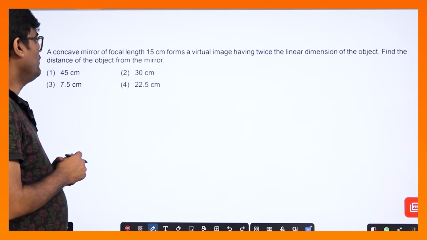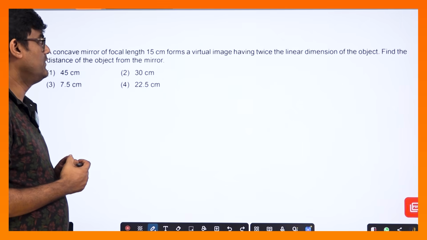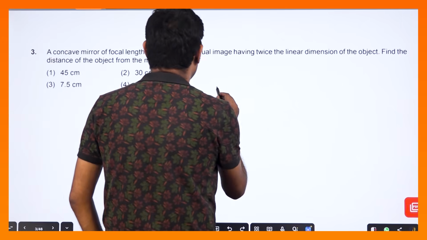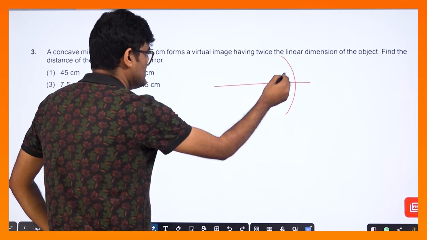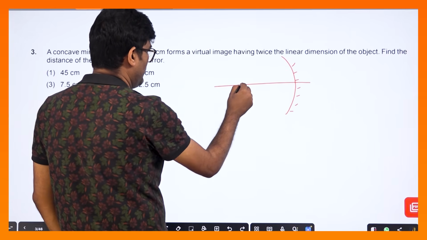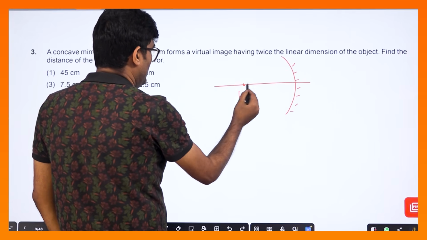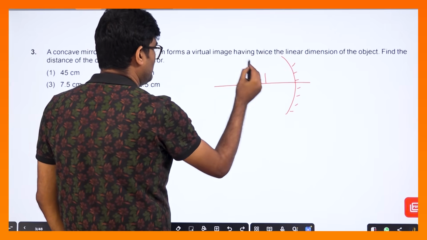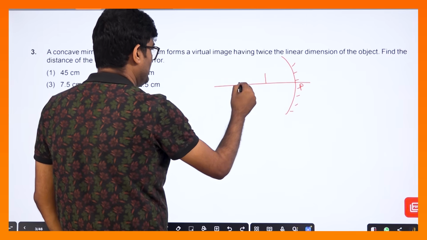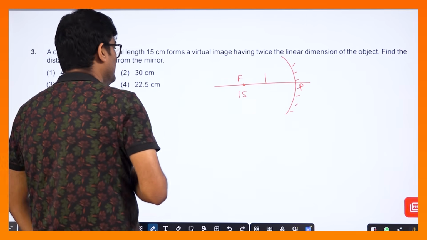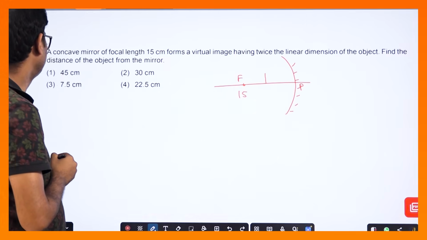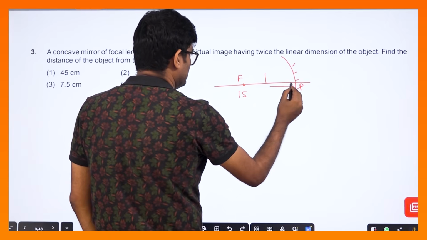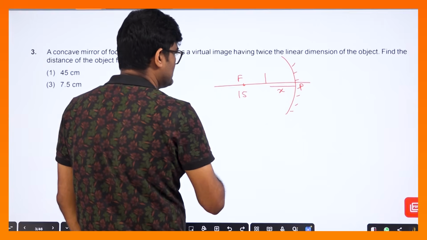A concave mirror of focal length 15 centimeter forms a virtual image twice the linear dimension of the object. Find the distance of the object from the mirror. So if this is a concave mirror, the focal length is 15 centimeter. I think that if it is a virtual image in concave, then the object must be placed in between the pole and the focus, right? And the dimension is, find the distance of the object. I have to find this distance. This distance is x, suppose I have to find this x.